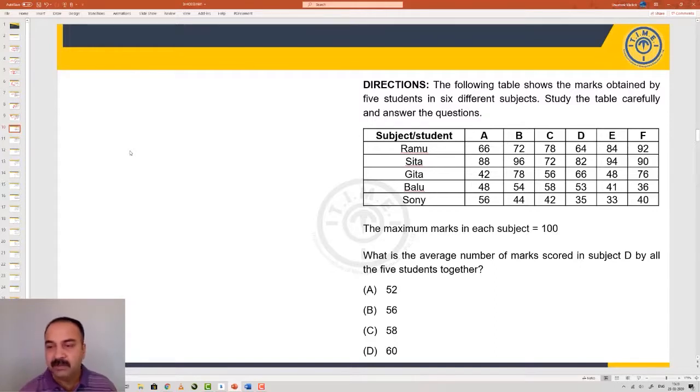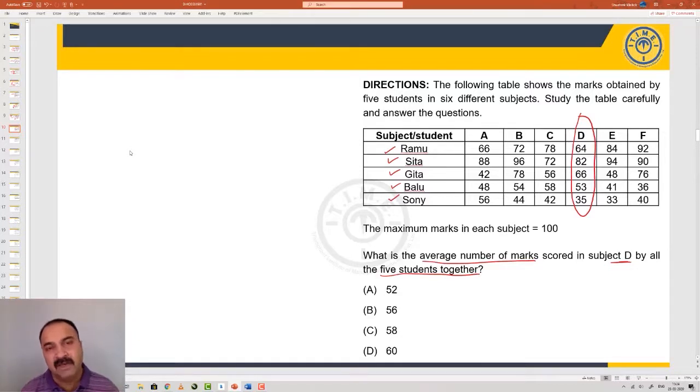Same data about the students and scoring marks across the 6 subjects. Average number of marks scored in the subject D by all the 5 students. So in the subject D, what the 5 students have scored, what is the average?